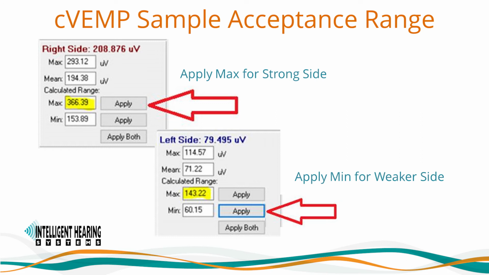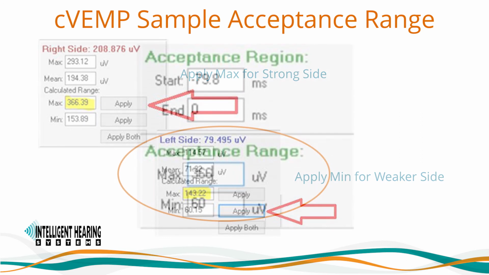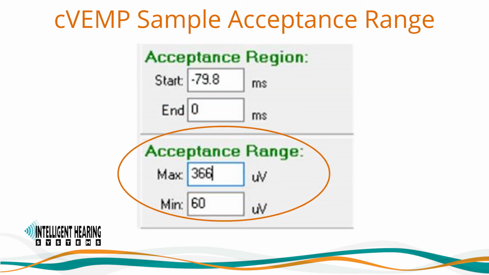Once the patient is engaged on the stronger side, click on Apply next to the max field on that side. Next, set the ear to the weaker side and turn to the opposite side to engage the SCM muscle on the weaker side. Once the patient is engaged, click on Apply next to the min field on that side. Once these values have been applied, you will see the following acceptance region populate with the applied numbers.